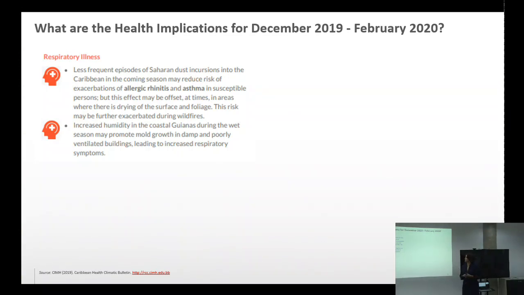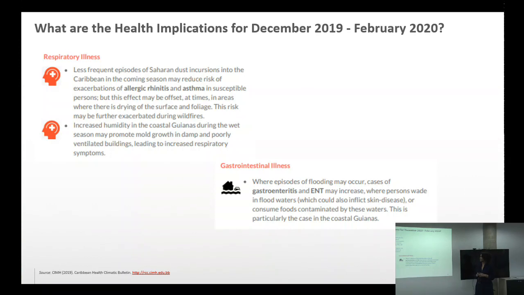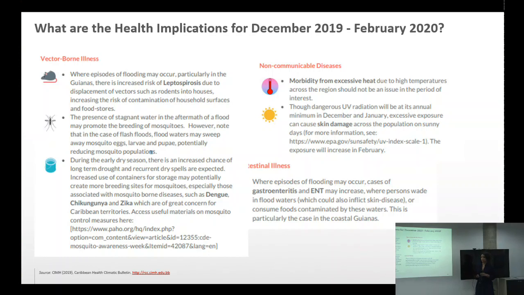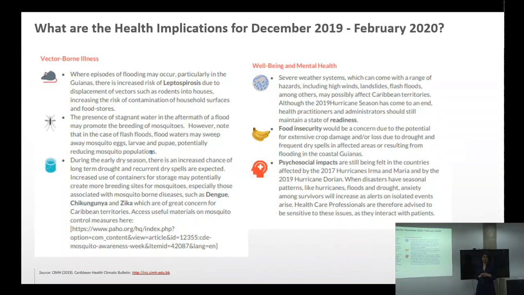There's increased humidity in some areas to promote mold growth. So they're really painting the story of, hey, if this was a problem for you, or for the people that you work with, you might want to think about how this particular forecast might change. So there's gastrointestinal illness, non-communicable diseases, vector-borne illness, of course, and well-being and mental health. So I think some of you touched on things that would have been key parts of health outcomes and health challenges within Brazil, but also Ecuador.